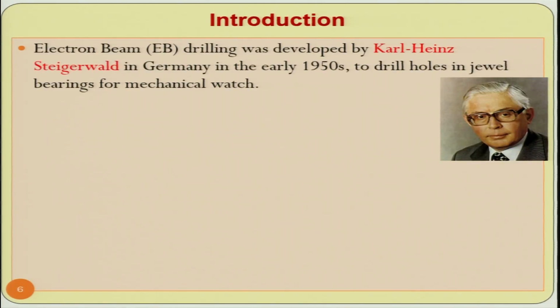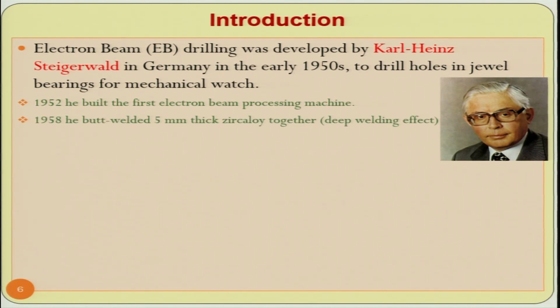Introduction. Electron beam drilling was developed by Karl Heinz Steigerwald in Germany in the early 50s to drill holes in the jewel bearings for mechanical watches. In the year 1952, he built the first electron beam processing machine. In 1958, he butt welded 5 millimeter thick zircaloy together with the help of the deep welding effect. In 63, he founded the company Steigerwald Strahltechnik in Germany.